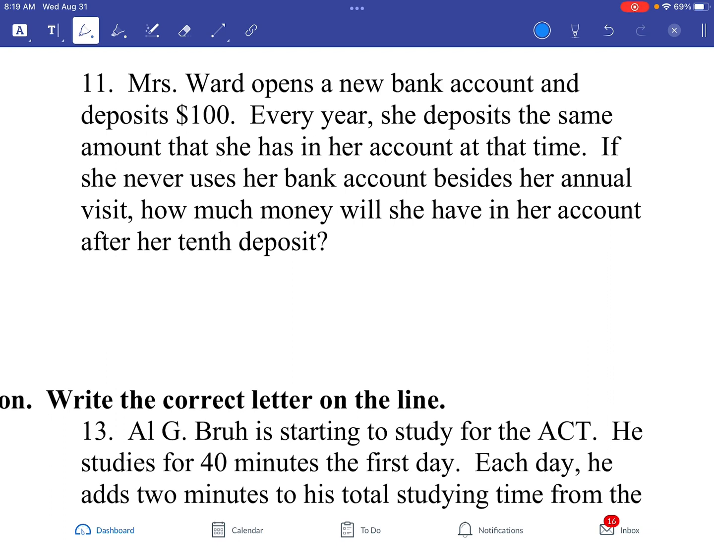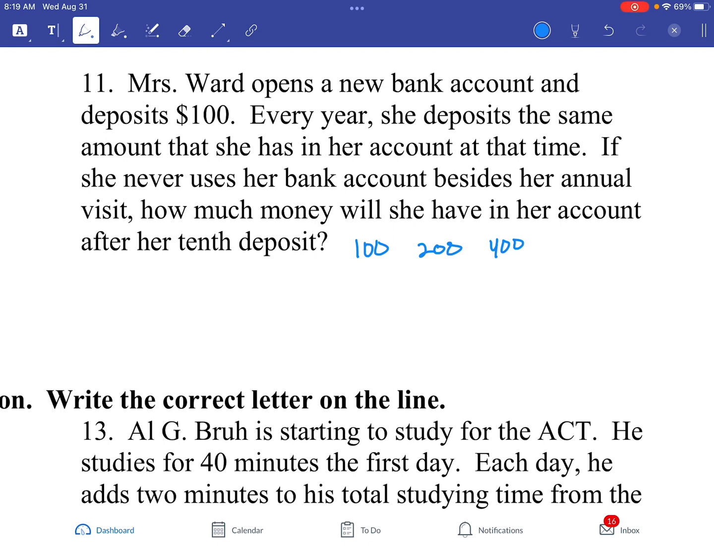So let's give you an idea of the sequence. If she has $100 the first time, and she puts $100 in, then she has $200 in the account. Then the next year she has $200 in the account, so she puts in another $200, so she's at $400. Hopefully you can see where this is going. It's a geometric sequence. You're multiplying by 2 each time.